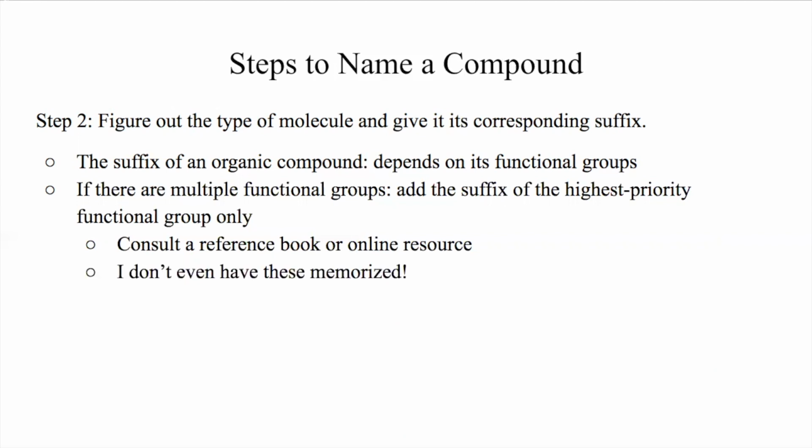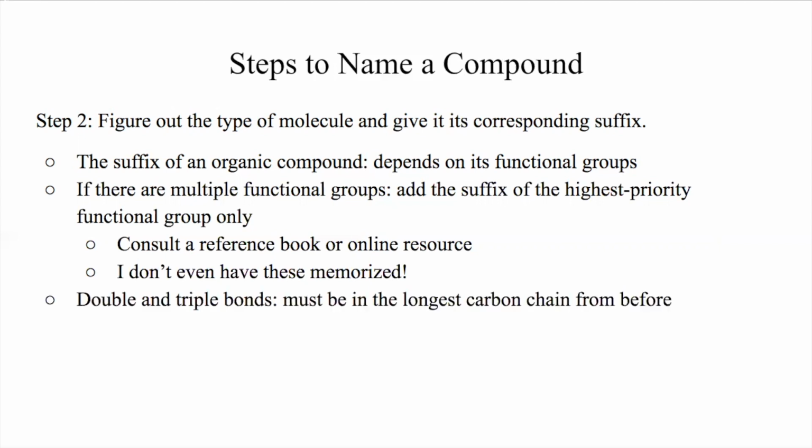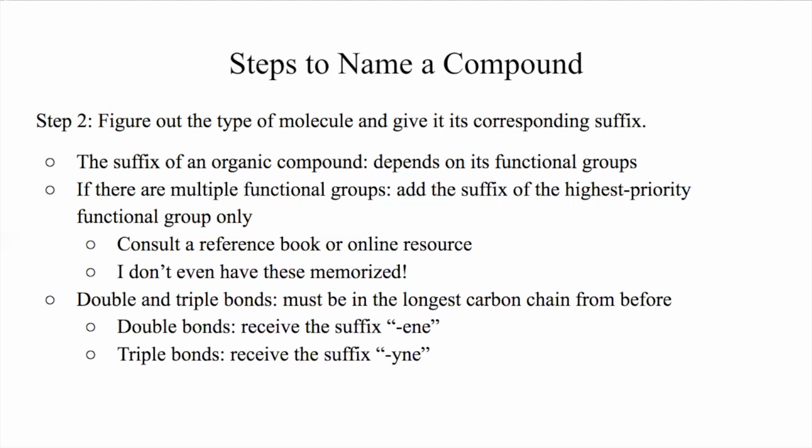Remember that double and triple bonds can also count as functional groups. Before you attach the suffix for a double or triple bond, make sure that the longest carbon chain includes it. Then, add -ene for a double bond and -yne for a triple bond. Halogen atoms can also be functional groups. Don't worry, we'll look at some of these types of molecules later.